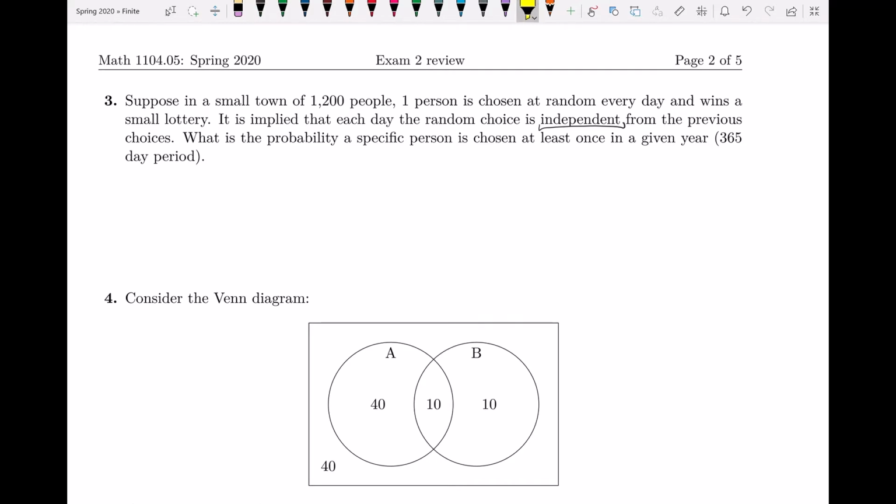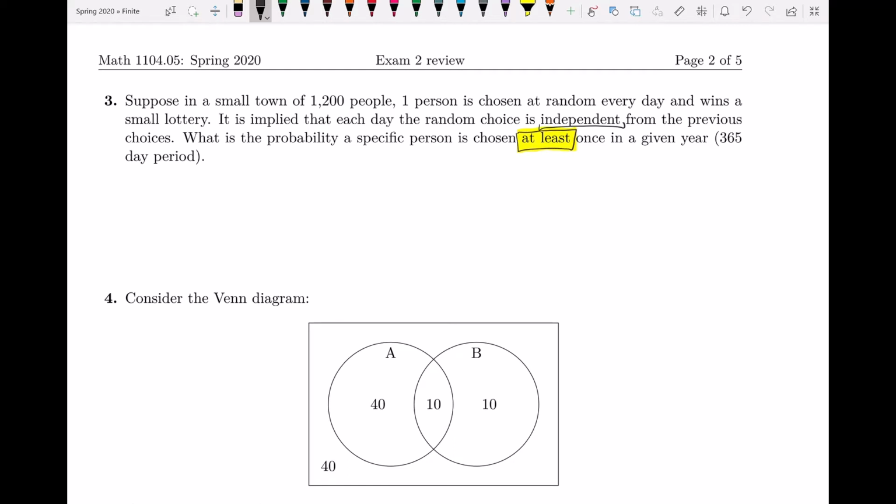Well, again, this at least business, since we're not being precise, there's a lot of ways you could be chosen at least once. You could be chosen exactly once, you could be chosen exactly twice, you could be chosen exactly 3 times. And if you're chosen exactly 3 times, for example, there's a lot of different ways you could do that. 365 choose 3 would be the number of ways you could be chosen exactly 3 times. That's how many different sets of 3 days could there be? And that's big. And we'd have to go through all the possibilities up to 365. So we have this at least once.